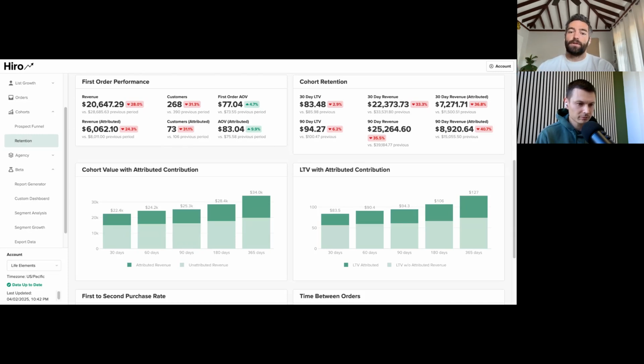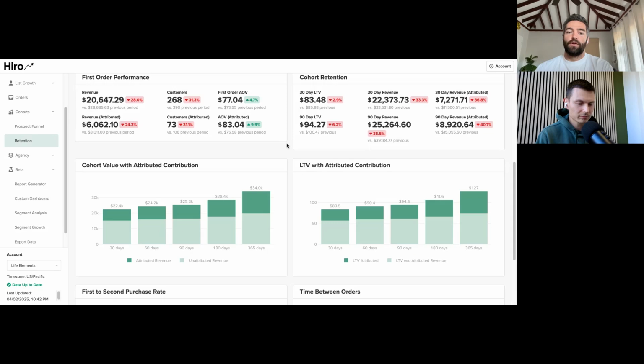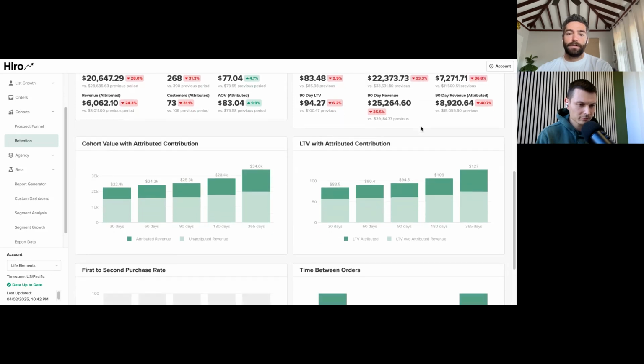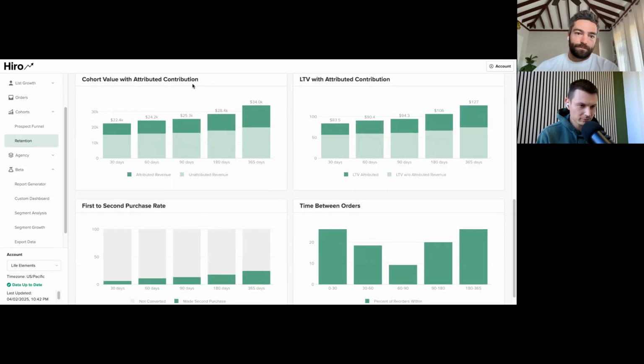On the right-hand side, when we look at cohort retention, this will be our 30 and 90-day LTVs, as well as the attributed revenue for those cuts of data. So as you can see, looking at a 77 first order AOV, at 30 days, it goes up to 83 on the LTV. At 90, it goes up to 94. And you can kind of see the cumulative revenue as well. On these two charts, this is the spend of that cohort. So cumulative cohort value. You can see it ramps up really after 90, 180, 365.